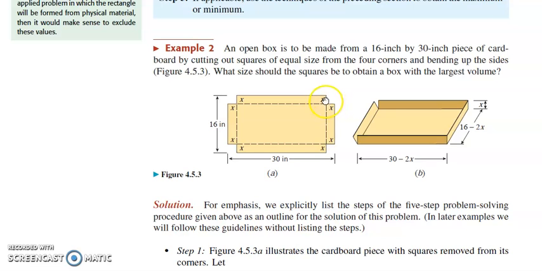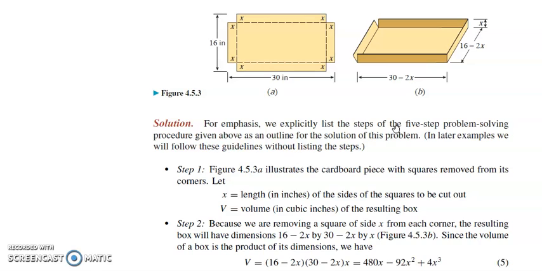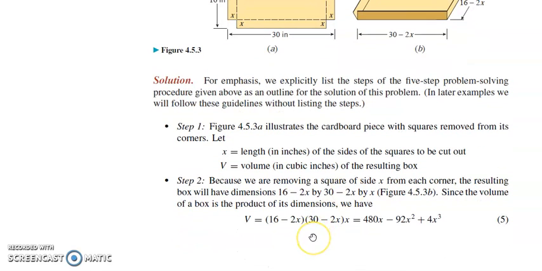This will be the height of the open box. So therefore our aim is to maximize the volume. So volume will be given by x into 16 minus 2x into 30 minus 2x. So upon multiplying, this will become the function. So you will get 4x cube minus 92x square plus 480x.